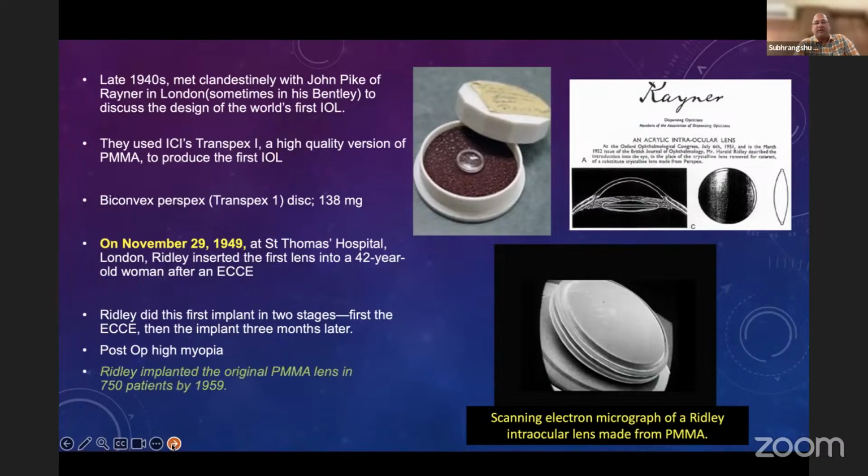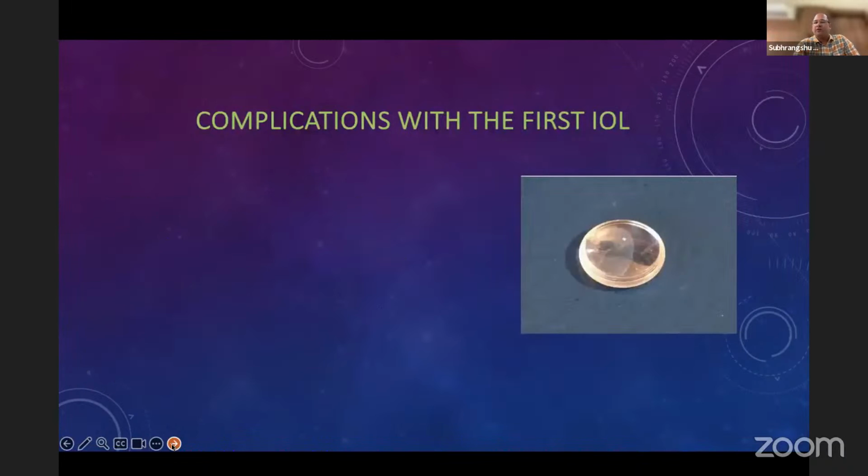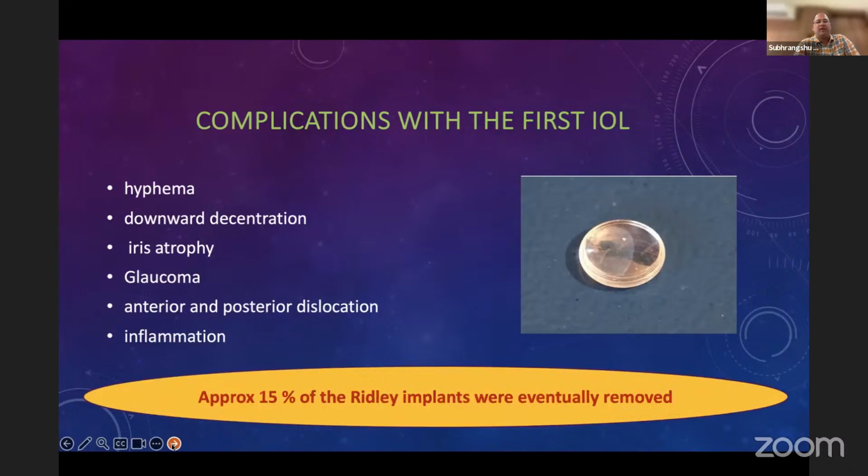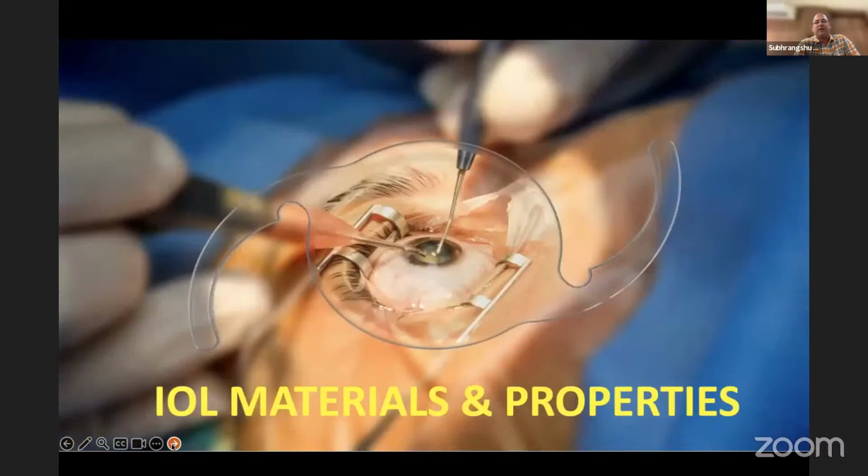Post-op, there was high myopia. Ridley implanted the original PMMA lens in 750 patients in the next 10 years or so. Of course, there were many complications: hyphema, downward decentration, iris atrophy, glaucoma, anterior and posterior dislocation, and inflammation was quite common, and approximately 15% of these implants were eventually removed.